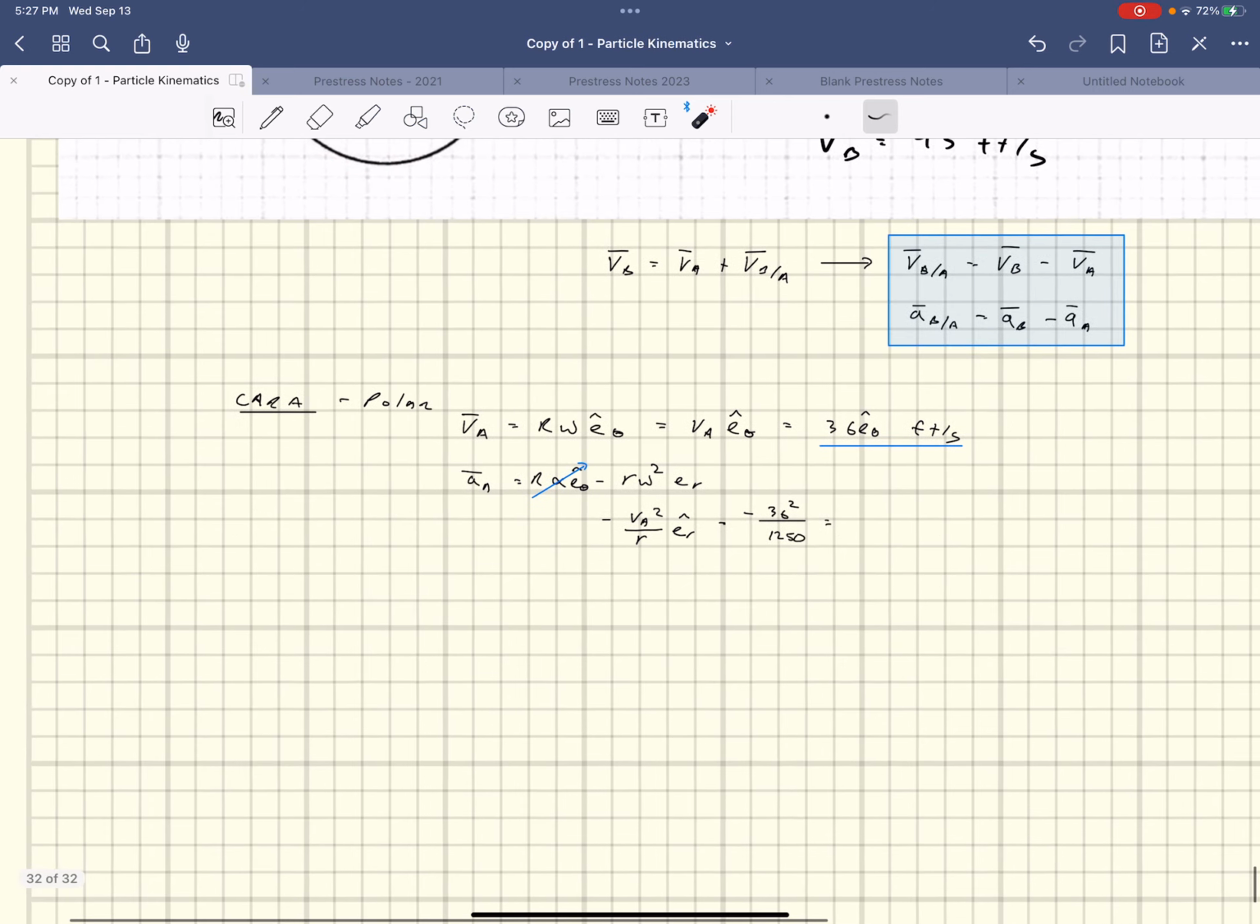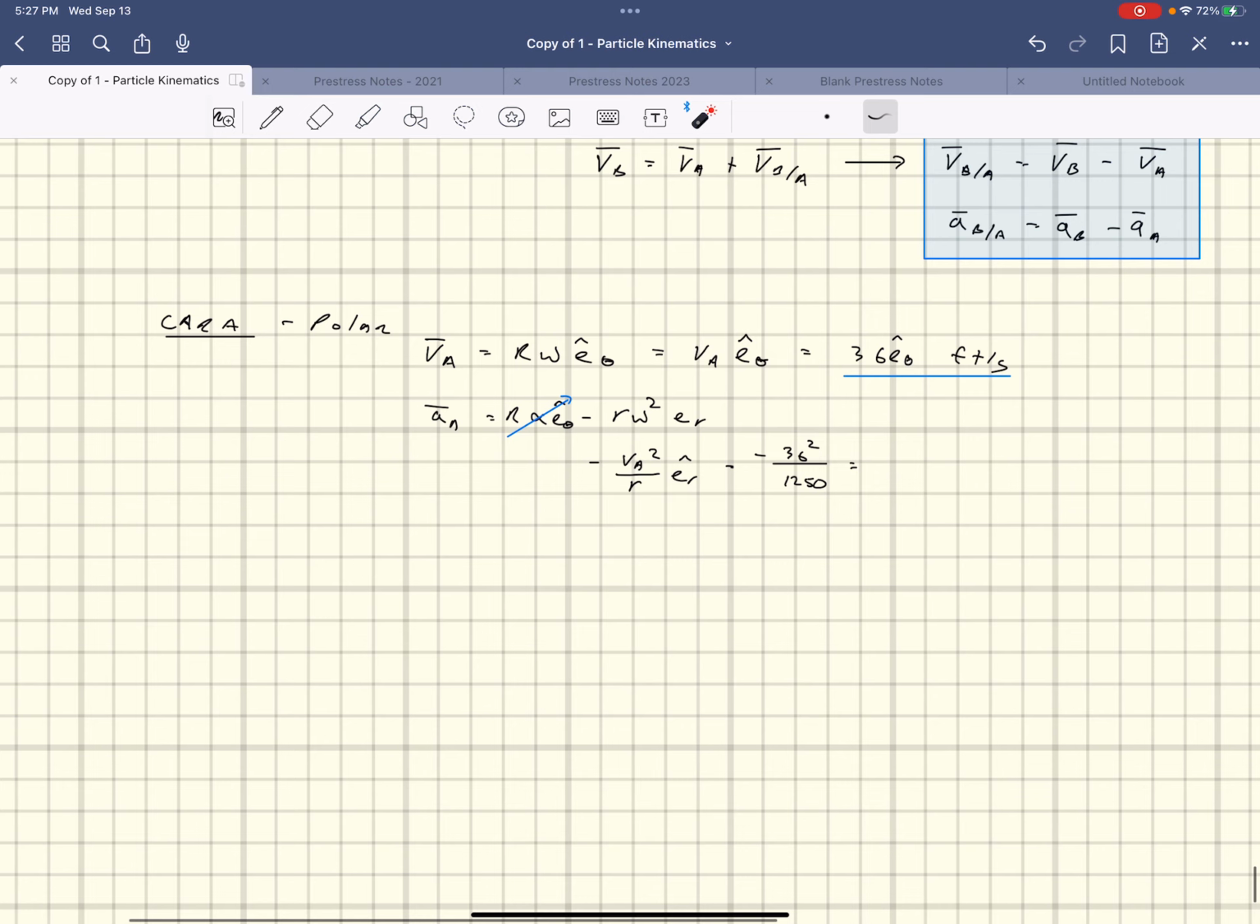And so that alpha term would be equal to 0, or the tangential acceleration would be equal to 0. And all you're left with is R omega squared in the ER direction. Again, you can write this two different ways. This could be R omega squared, or it could be the velocity of A squared divided by the radius. Either one of those works. And it's all just based off of this.